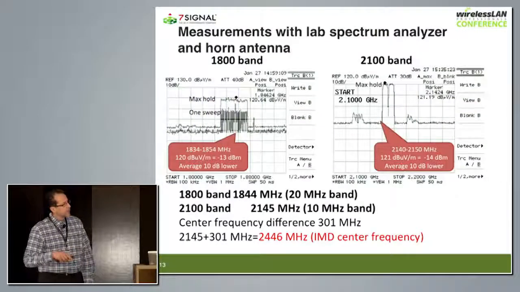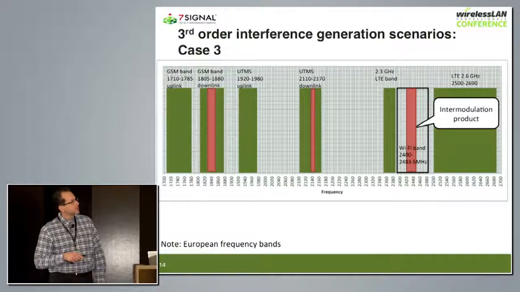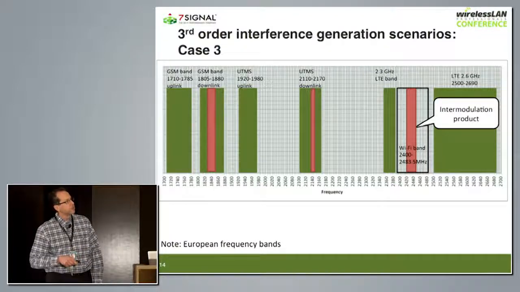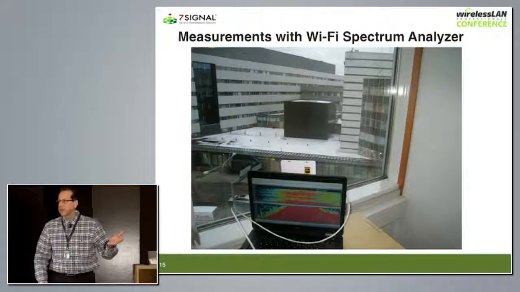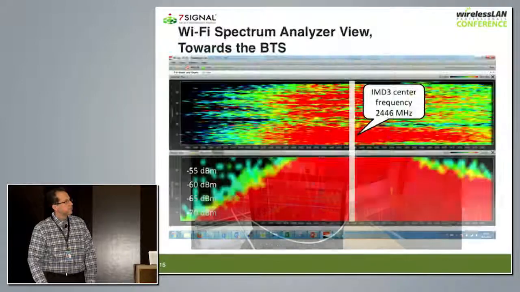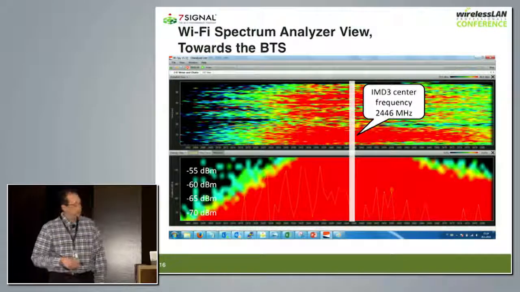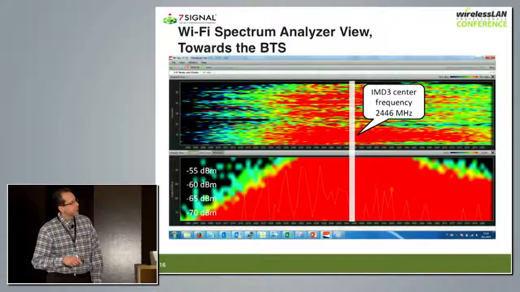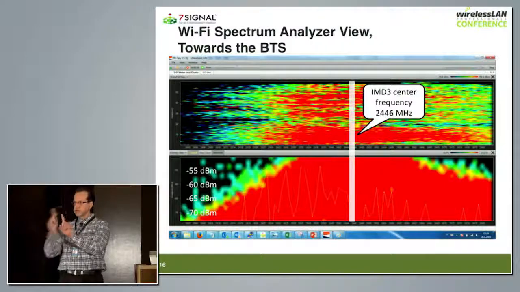Let me see. Then I calculated what is the frequency difference between those two, and we end up in this kind of situation. So this is the other carrier, and this is where it lands. So we did some spectrum analyzer measurements. We took a laptop spectrum analyzer, and this is how it looks. So this is the spectrum. This is the center frequency of that intermodulation when you calculate those two peaks and move it here.